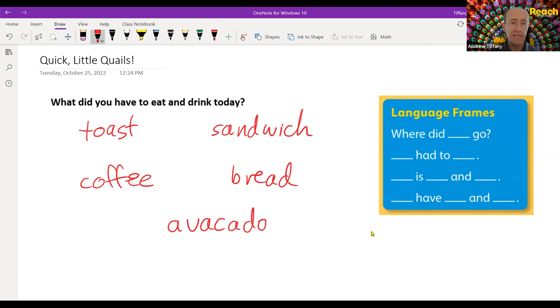Let's practice looking at the words and spelling the words because today we really want to focus on reading and writing and literacy. That's what today's lesson is all about, okay? So let's do the first one here, toast. Okay, with your fingers, I want you to show me your fingers and count the letters as we spell. Are you ready? We're going to go T-O-A-S-T. How many? Five, right? Very good. T-O-A-S-T. Very good.